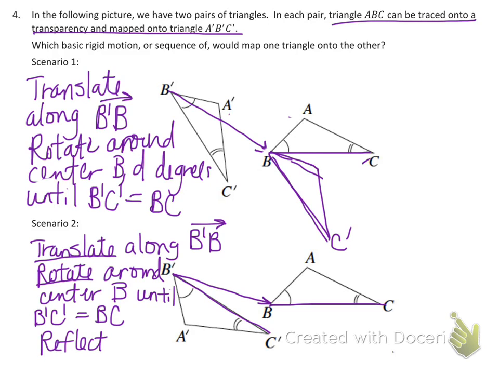Finally, I will reflect across the line containing B and C. And when I do that, I know that I'm going to have the triangles mapped onto one another perfectly.